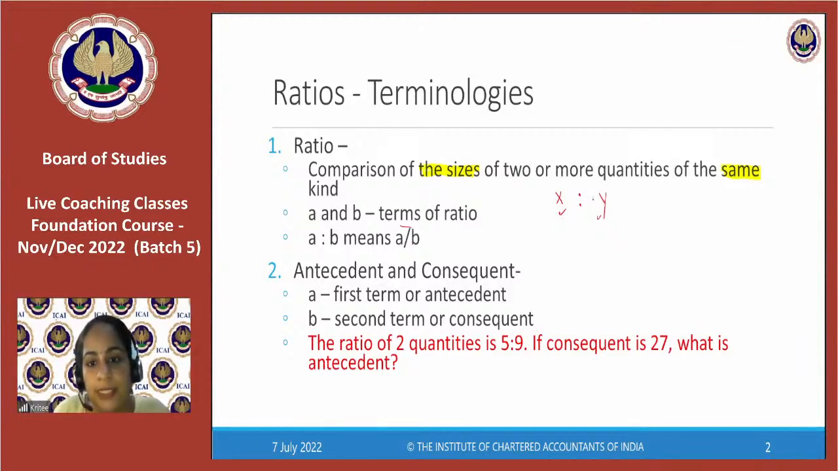Ratio is expressed with this symbol: two dots, or a colon, between the two numbers. The meaning of this colon is that it is X divided by Y, or X by Y.